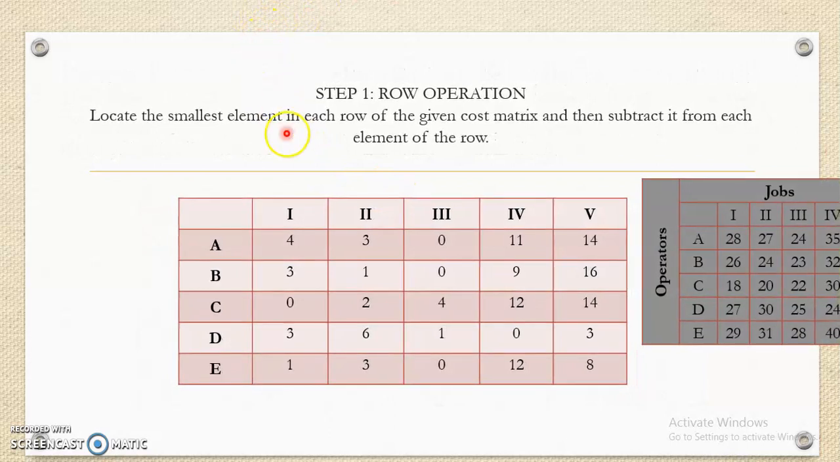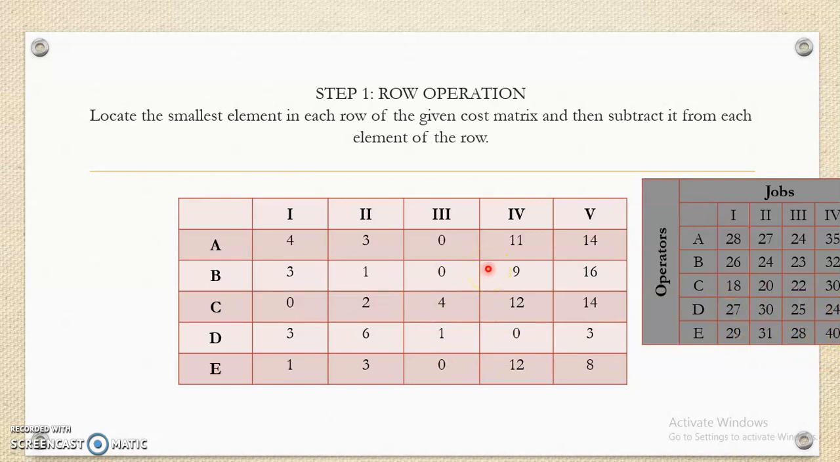So steps are mentioned here. Select the smallest element from each row of the given matrix and subtract it from all the elements of that row. So I have highlighted here the original table, and at the places of smallest values we get 0 elements after row operation.